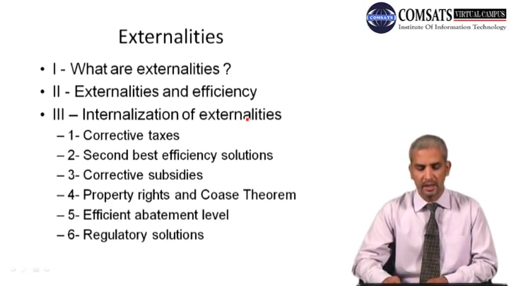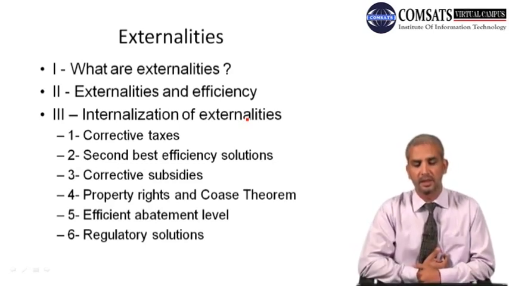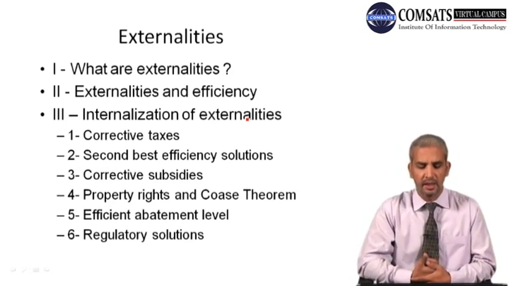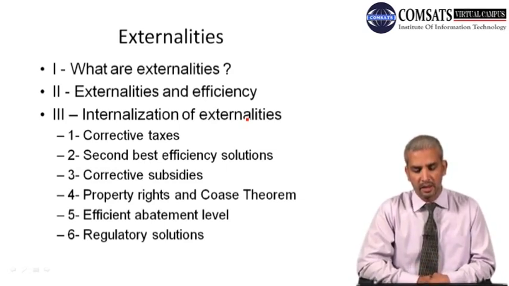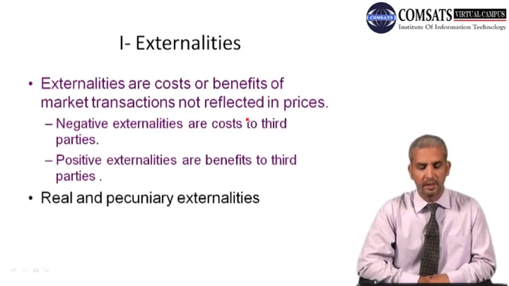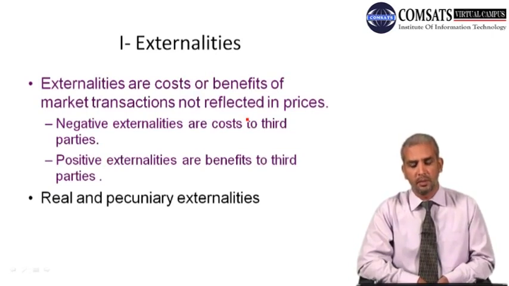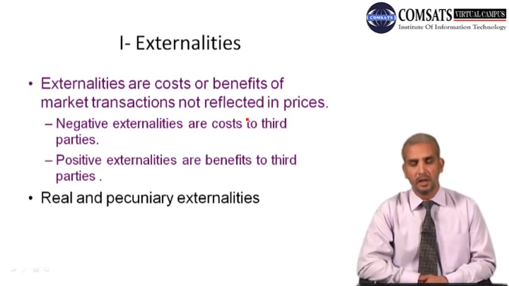Now, externality. While discussing this, we would be discussing what externalities are, what the effect of externalities on efficiency is, and how they are interrelated, the complex interplay within themselves. Then the concept of internalization of externality, which would mean how to reduce the effects of that externality. That can be done through corrective taxes, second best efficiency theory, corrective subsidies, property rights and Coase theorem, efficient abatement level, and regulatory solutions.